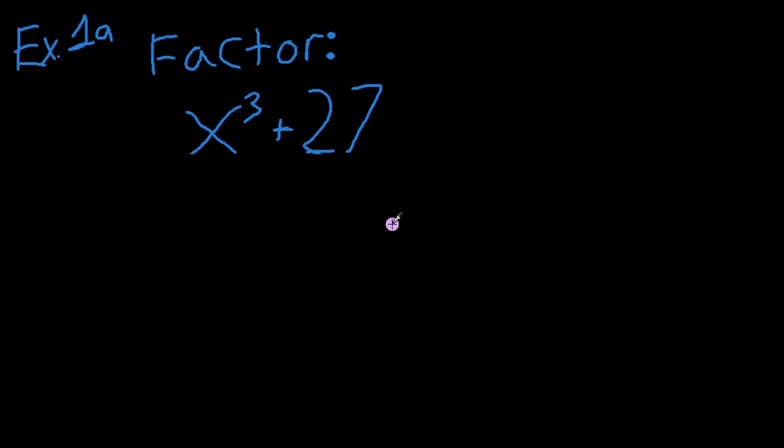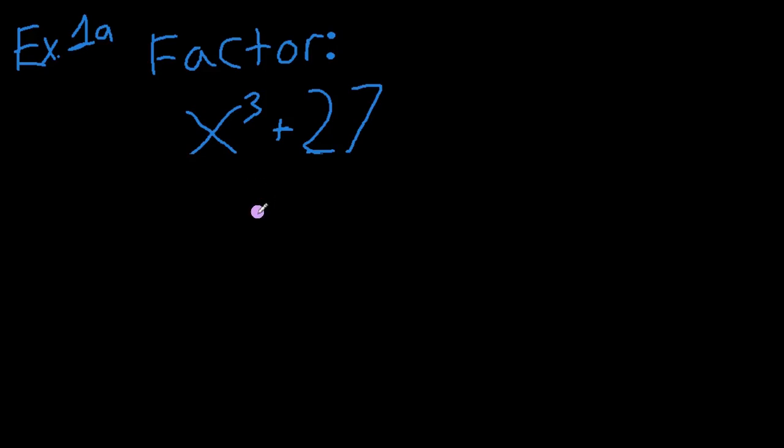Okay, let's work through this first example, example 1a. We are asked to factor x cubed plus 27. As soon as you see that you're asked to factor something that's only two terms and one of them is cubed, you should immediately think sum and difference of two cubes. In this case, it's sum of two cubes because of this plus right here in the center.